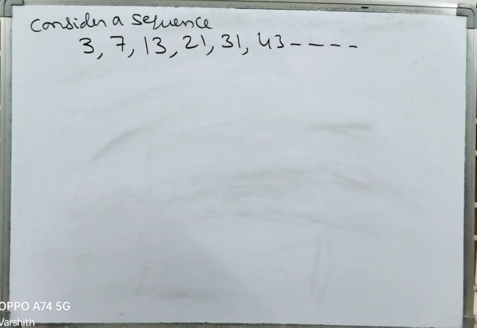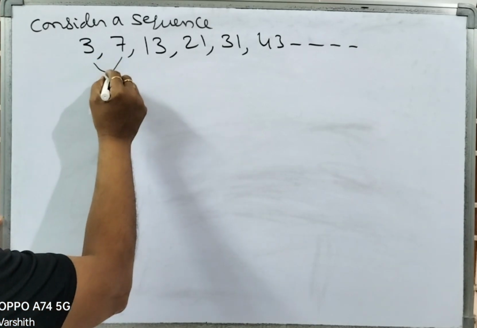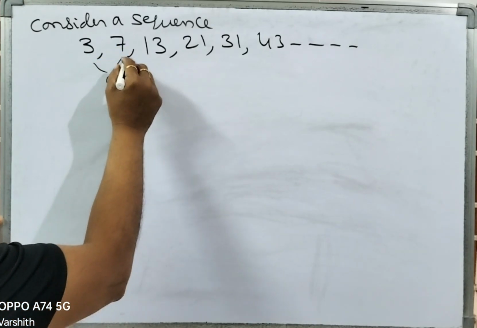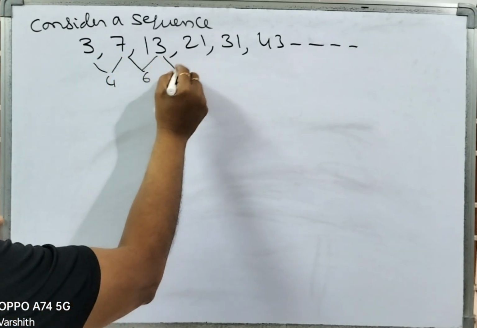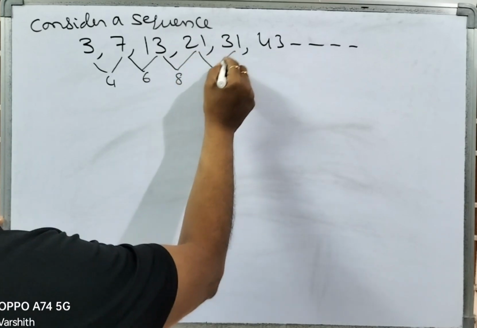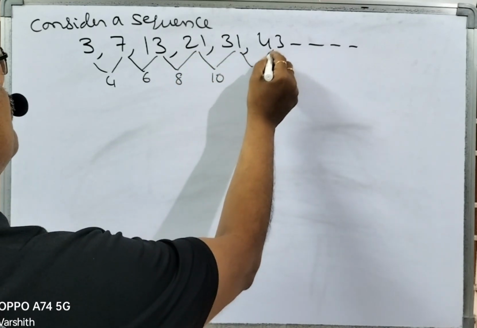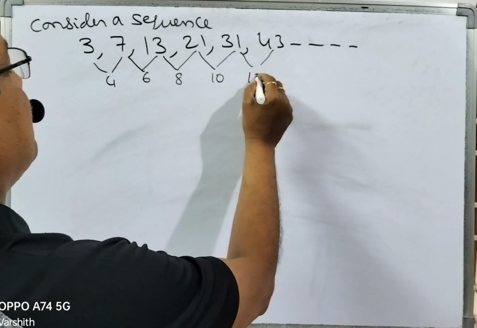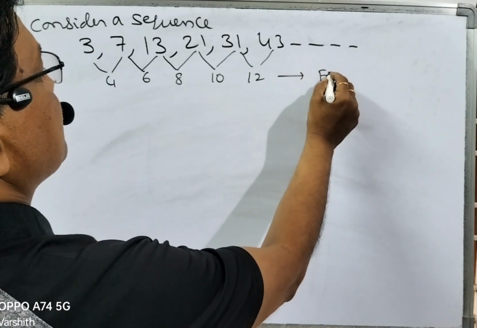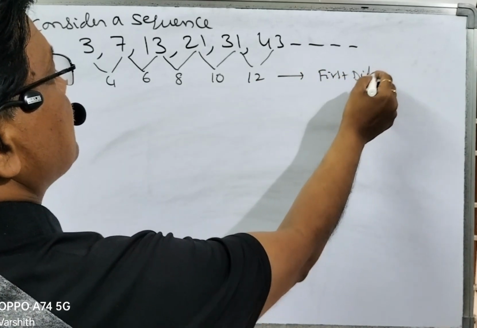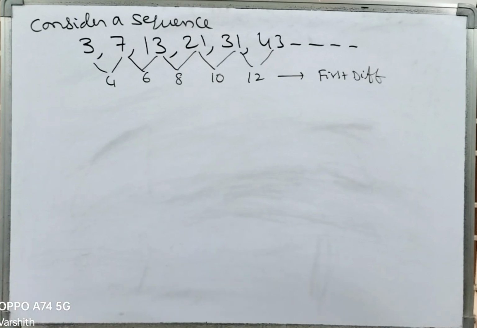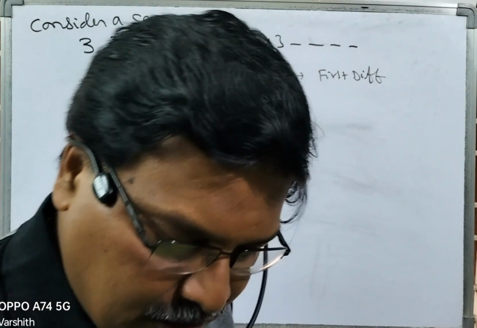First, let us find the differences. What is the difference? 7 minus 3 is 4, 13 minus 7 is 6, 21 minus 13 is 8, 31 minus 21 is 10, 43 minus 31 is 12. So these are the first differences. The first differences are not constant, so that's why it's not an AP.